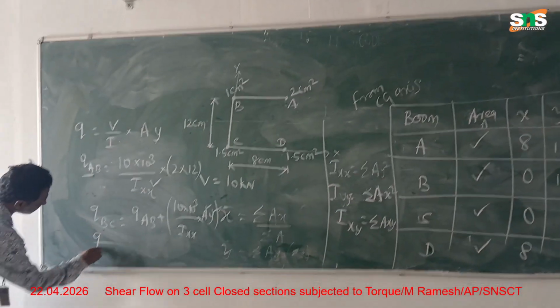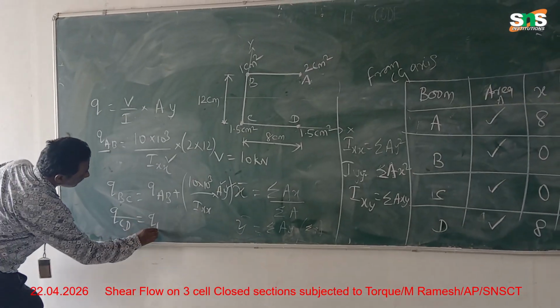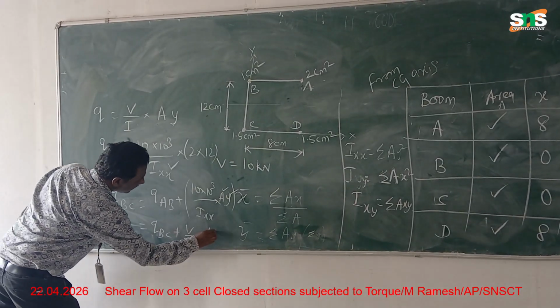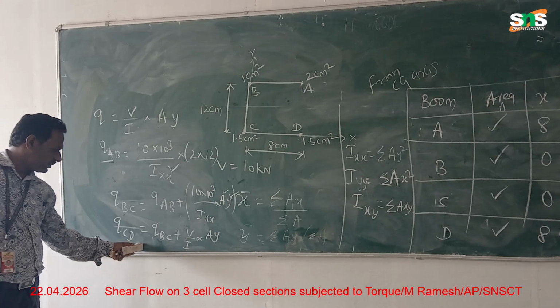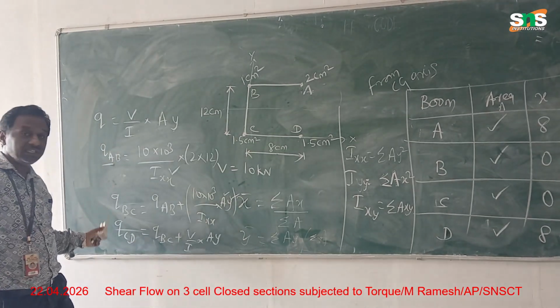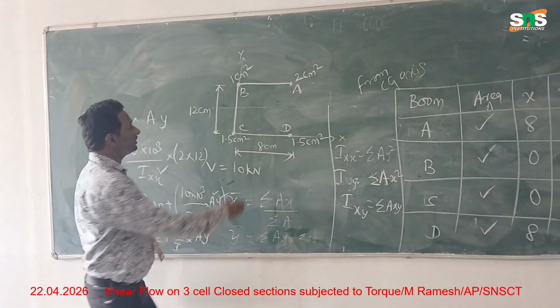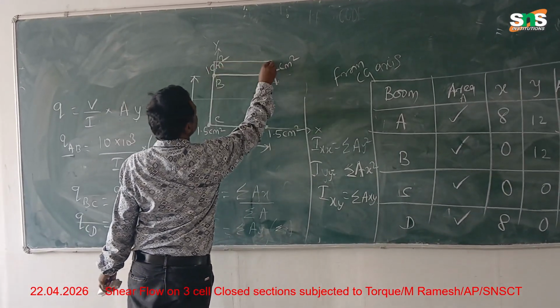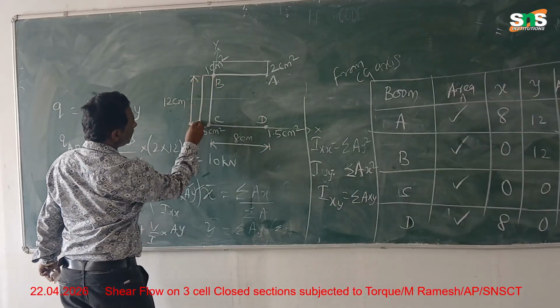And QCD is the same thing. You have to add QBC plus V by I into A into y. Like that you have to get the value. So finally you can get QAB, QBC, QCD, and like that you can get the values.